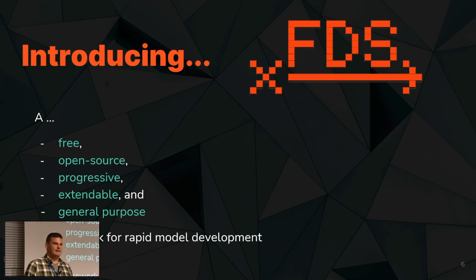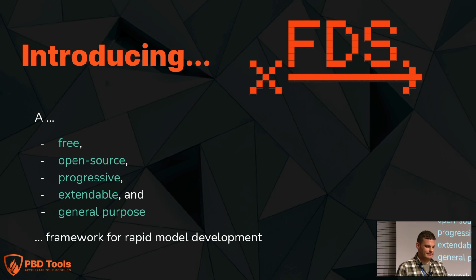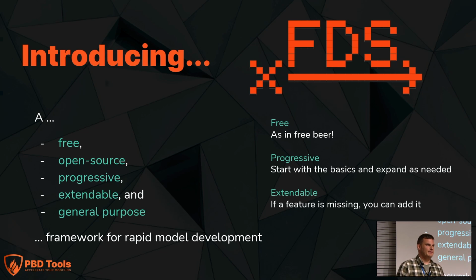So allow me to introduce xFDS. It is a free, open source, progressive, extendable, and general purpose framework for rapid model development. When I say free, I mean free as in free beer. Progressive: you can start small and work your way up as you get more comfortable with the concepts of how to use it. And it's extendable. If there's something not ready or you need a different filter in your model, you can program it in there without having to wait for a future release. It's also great for helping build custom things for specific projects.